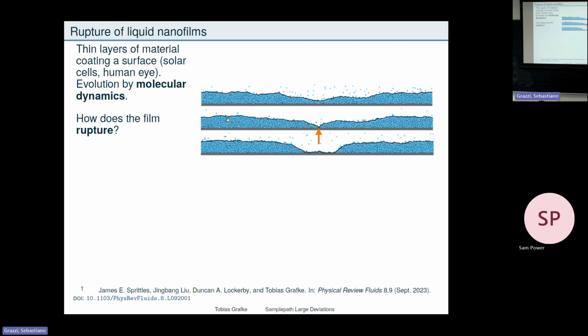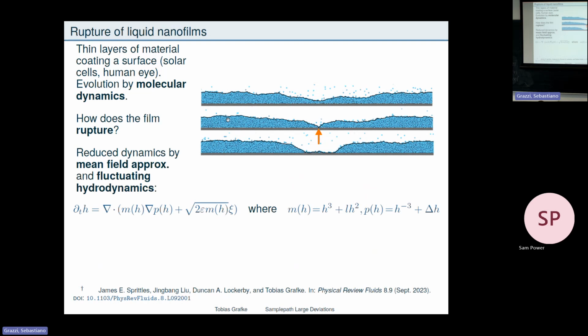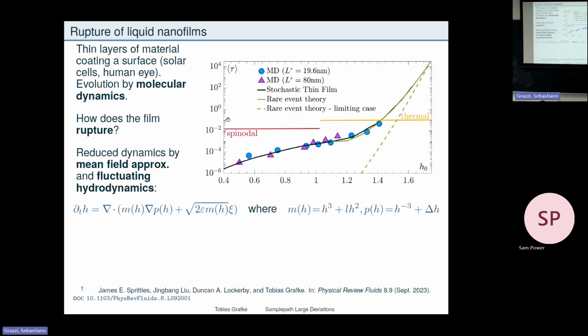But you can do, and that's rather standard, I guess, derive a PDE as a mean field limit of this, a fluctuating hydrodynamic limit. That's just a PDE. I mean, we don't need to go into the details, but it's a stochastic PDE that you can then solve with the same tools. And here's what comes out.